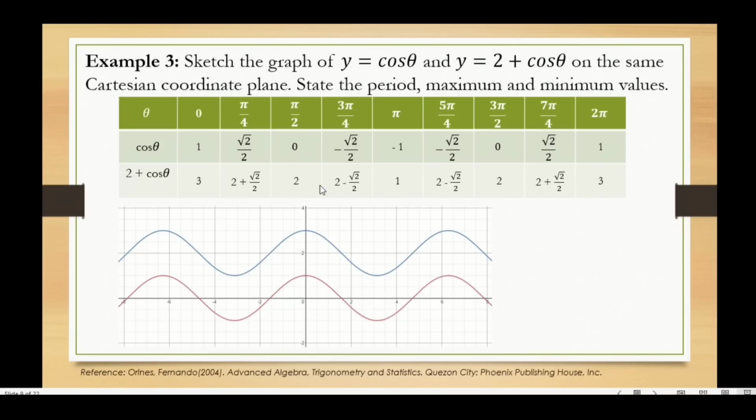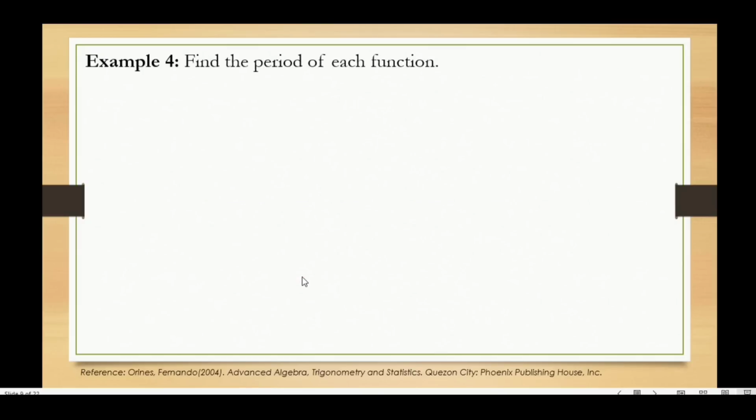So again, ganito yung graph ni y is equal to 2 plus cosine theta. So gamit yung function na yan, yung period pa rin natin is 2 pi. So the maximum value now is 3. Kasi ito ang pinakamataas na ngayon na value ng graph niya. And then the minimum value is 1. So yung minimum value, yung pinakamababang part ng graph ng y is equal to 2 plus cosine theta ay nasa 1. So, yung minimum value natin is 1.